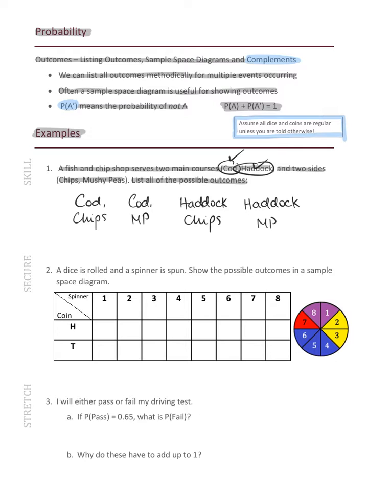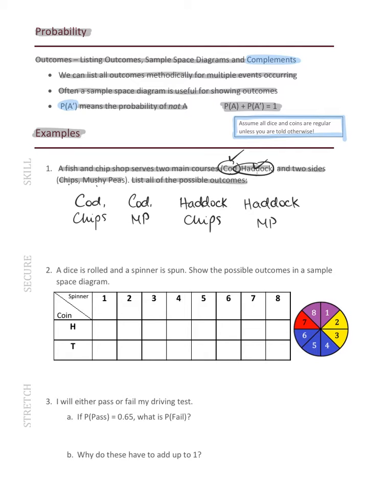And because we've listed them in a logical way, we're not thinking, right, cod and mushy peas, haddock and chips, cod and... wait, which one? So we're just doing it logically, working through. We've got chips with cod and chips with haddock, and we've got mushy peas with cod and mushy peas with haddock. So as long as we exhaust our options like that, we get through all of our options.